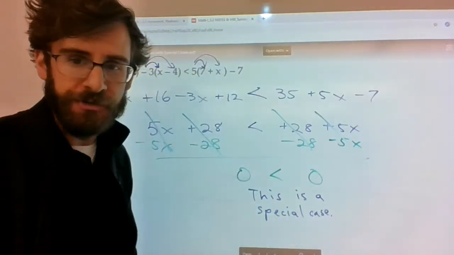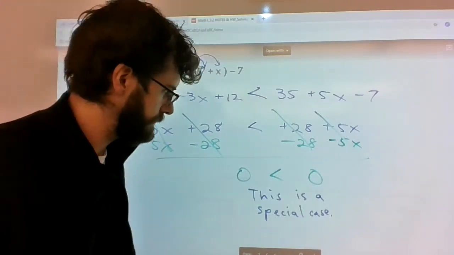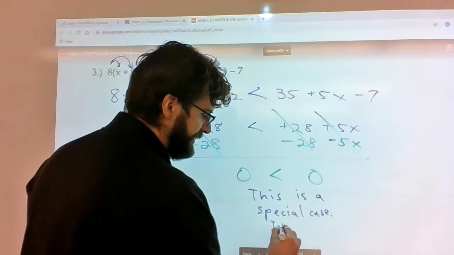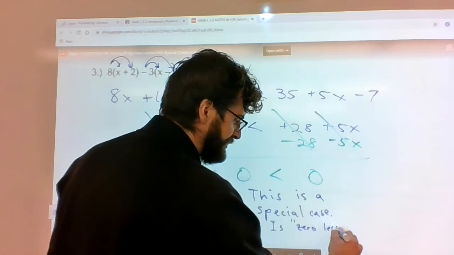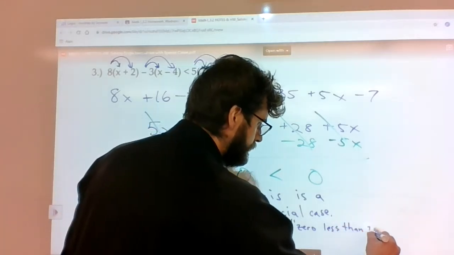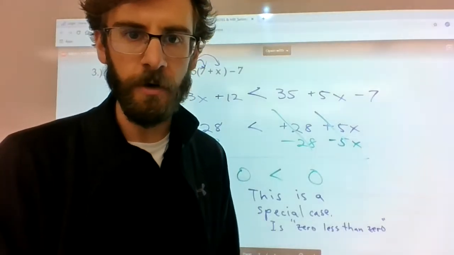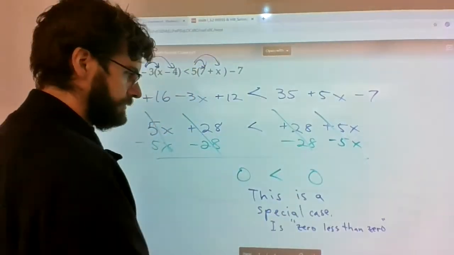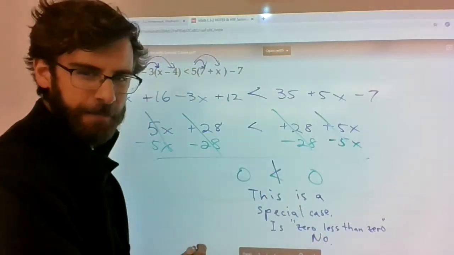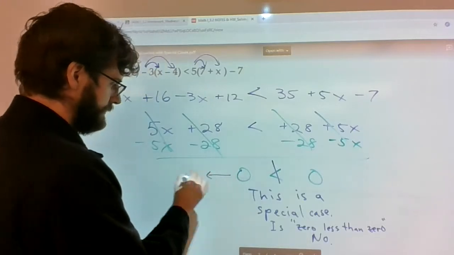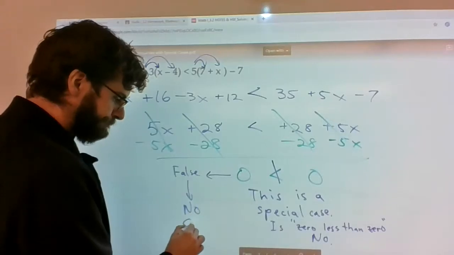So you just have to ask yourself, is that a true statement or is that a false statement? Is 0 less than 0? Well, no. 0 is equal to 0. That's false. That's a false statement. If it's false, then we say no solution.